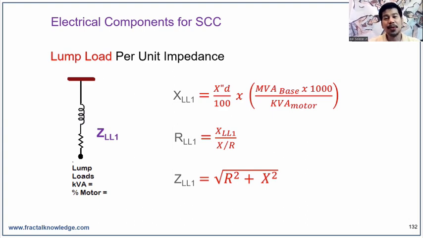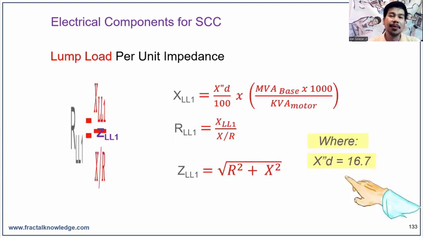If you remember, we discussed this in one of the base knowledge of the transient analysis. But don't worry, we will use the rule of thumb. As a rule of thumb, we will use the value of 16.7% for the subtransient value. The recommended X''d or subtransient is equal to 16.7% or 0.167 per unit as the subtransient impedance for lump load.